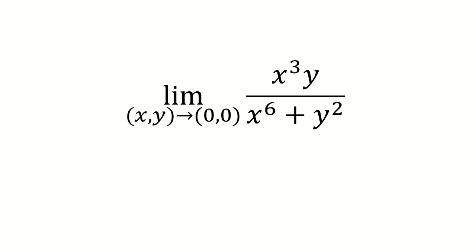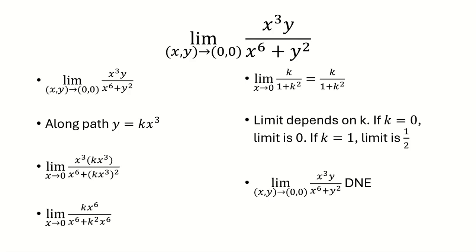We want to find the limit as x and y approaches 0, 0 of x cubed times y over x to the 6th plus y squared. This one is going to be 0 over 0 when you plug in x and y is 0. So we're going to find different paths to get different answers.